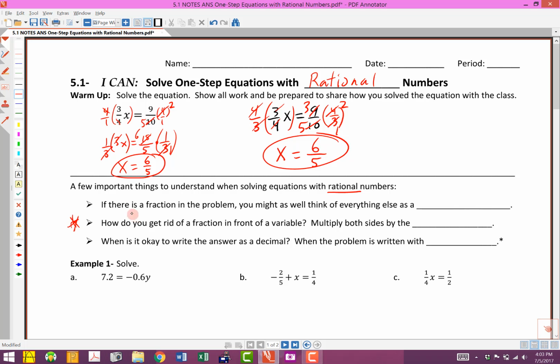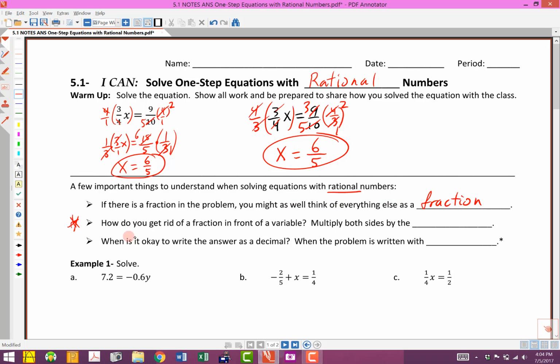The first one is this: if there's a fraction in the problem or in the equation, you might as well think of everything else as a fraction. So for instance, on this problem right here where we were thinking of that as a 3, we might as well think of that as a 3/1. So if there are fractions in the problem, you might as well think of everything else as a fraction.